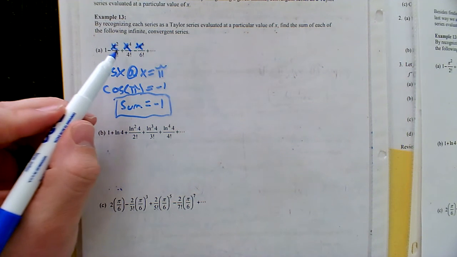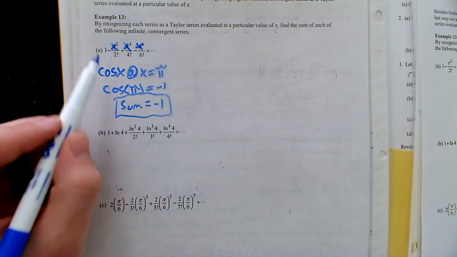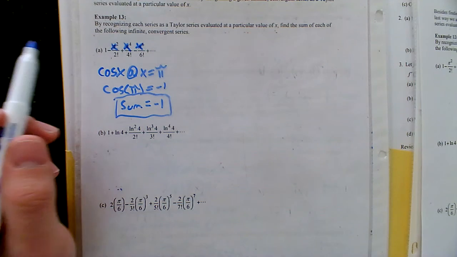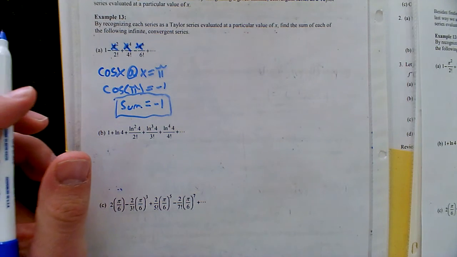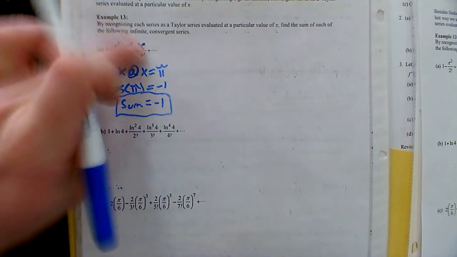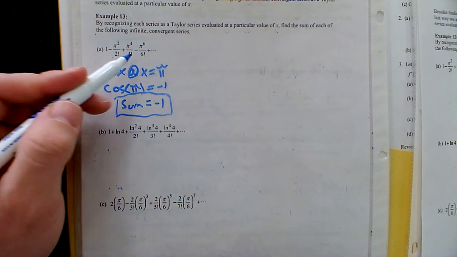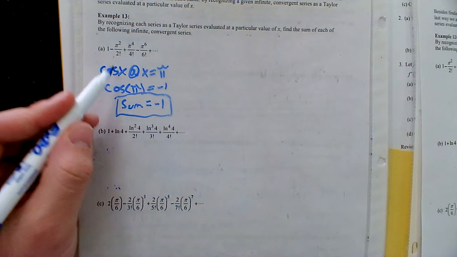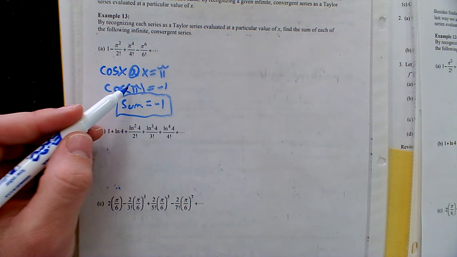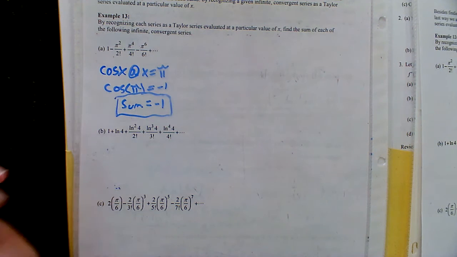Again, we noticed it's even powers, 2, 4, 6. It's over 2 factorial, 4 factorial, 6 factorial. It's alternating. Those are all the characteristics of the cosine. Okay. And then there's pi, but instead of x's, there's pi there. So again, we know this is cosine, but instead of cosine x, it's cosine of pi. Well, we know what cosine of pi is. That's -1.